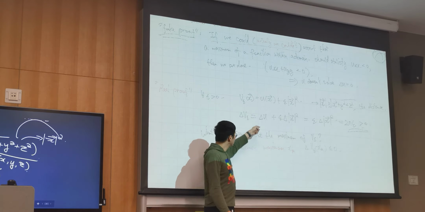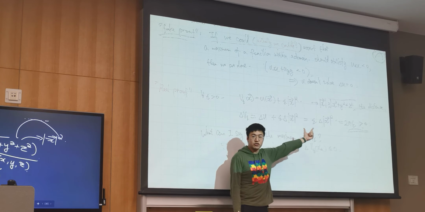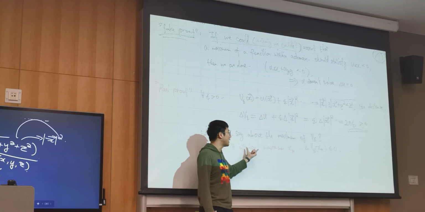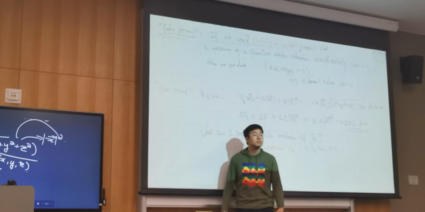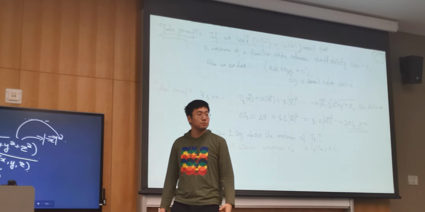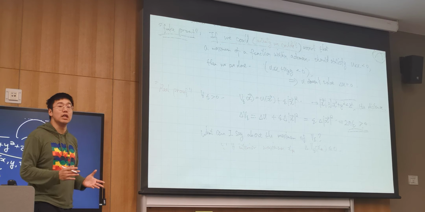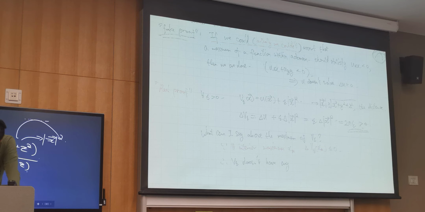Right? So here, on the one hand, I know that the Laplace of v epsilon is strictly larger than 0. On the other hand, I know that if my v epsilon has an interior maximum, then the Laplace at the interior maximum should be smaller or equal to 0. What can we deduce? v epsilon doesn't have any interior maximum.